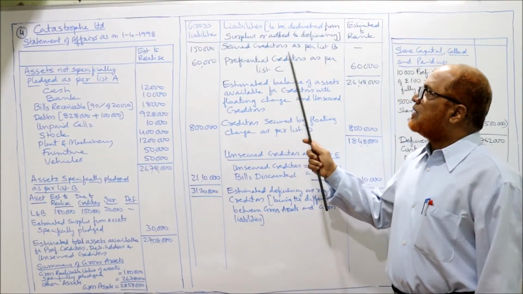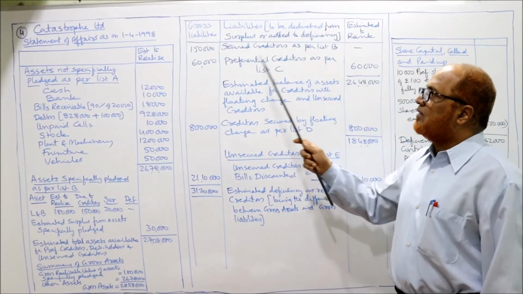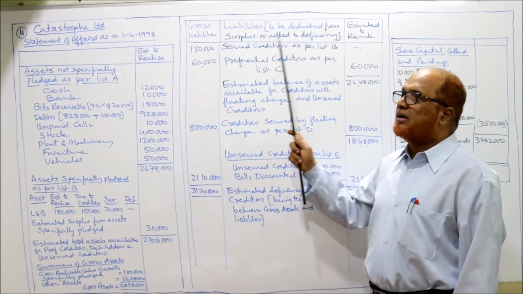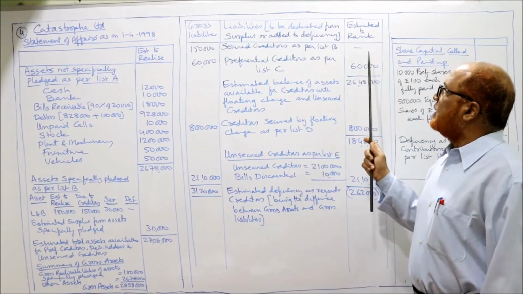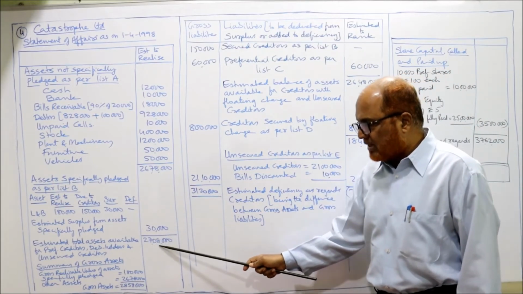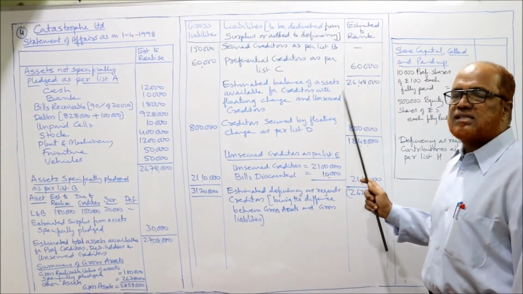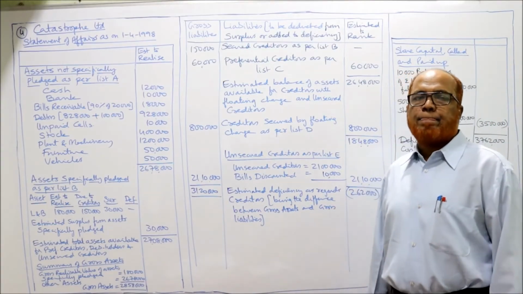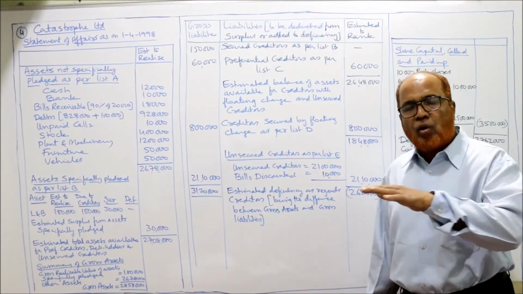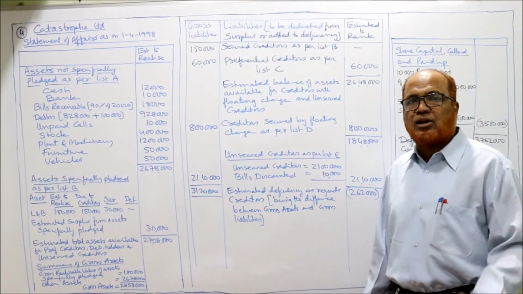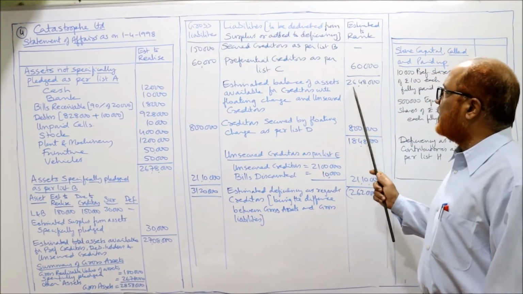1,50,000. Preferential creditors given in the problem 60,000. We will take on both the sides, gross liability and estimated to rank. So deduct 60,000 from 27,08,000. The remaining amount 26,48,000. This is the estimated balance available for creditors having a floating charge on all the assets and unsecured creditors. पूरों के लिए 26,48,000.